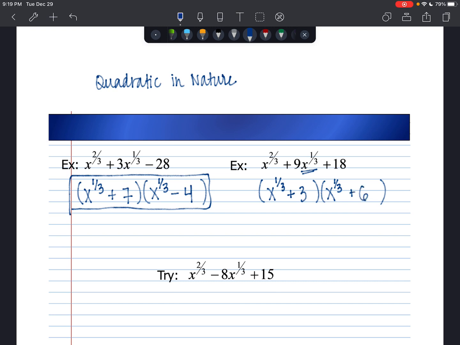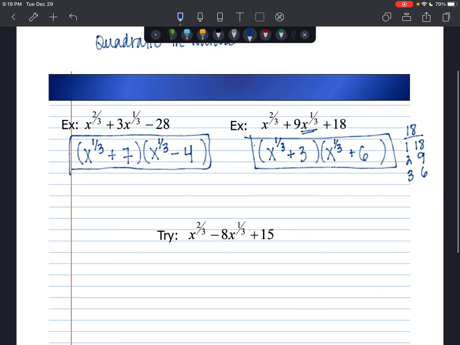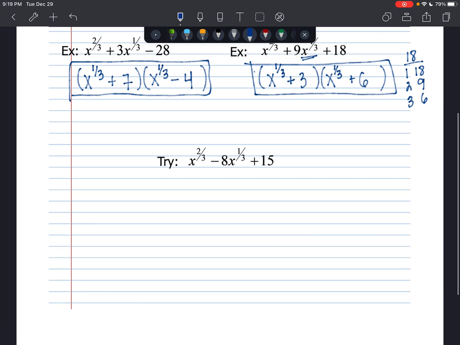Now, if you're not able to do these as fast as I'm doing them, practice is going to help get you there, and also being diligent in showing your work. So 2, 9, 3, 6, 4 doesn't go in, 5 doesn't go in, 6 does, but I've already listed 6. So being able to list your factors and going in order and being organized will be a huge help. Okay, go ahead and try this problem.